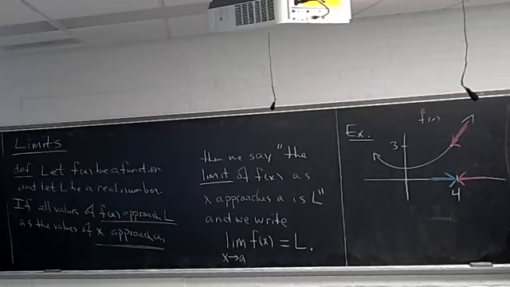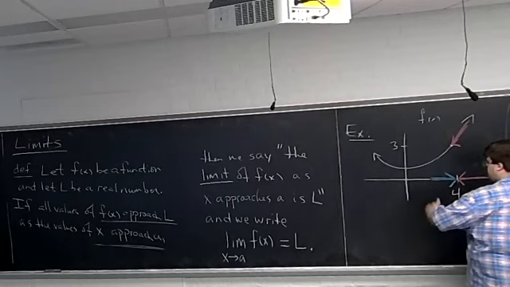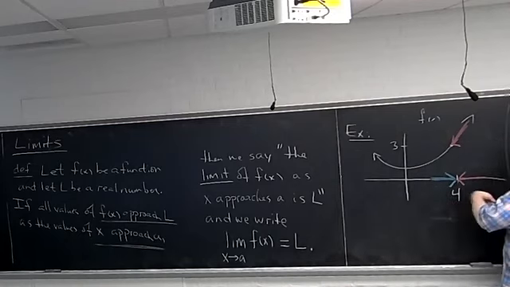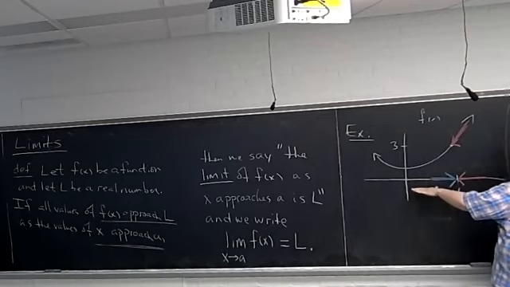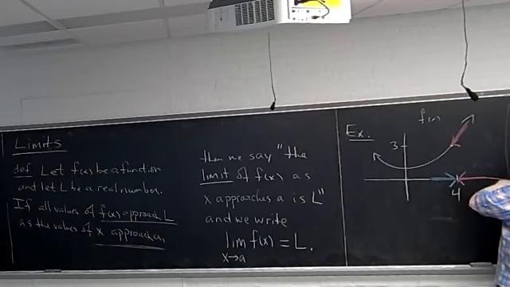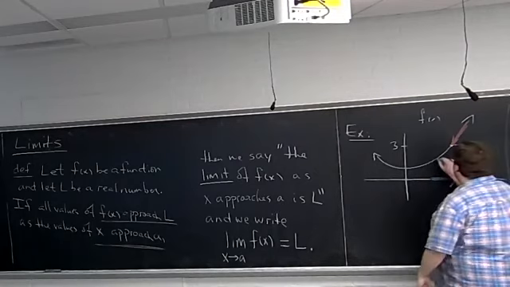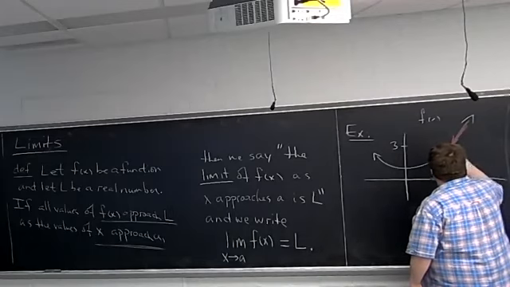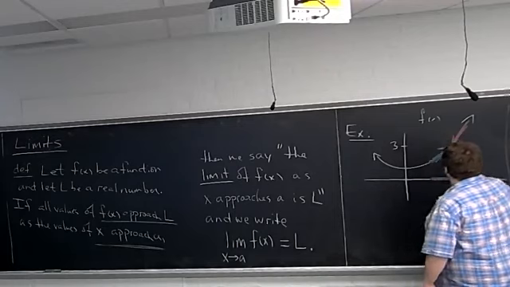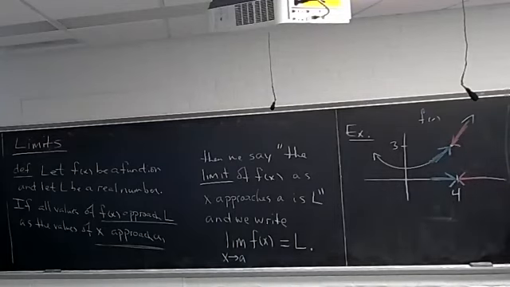But the limit will exist and it'll be some number if that happens for all different ways we can approach 4 on the x-axis, meaning for this way and that way. So what happens to the function as the x values approach 4 from the left, from that side? The function looks like that on that side of 4.